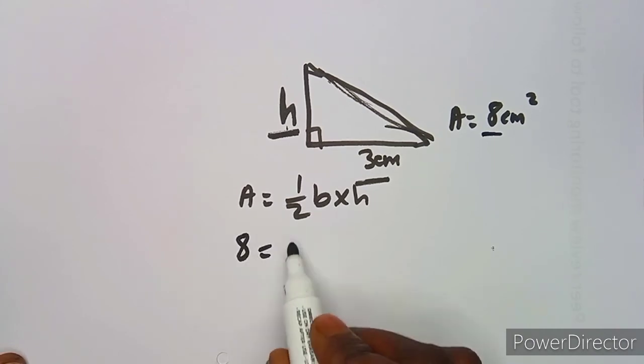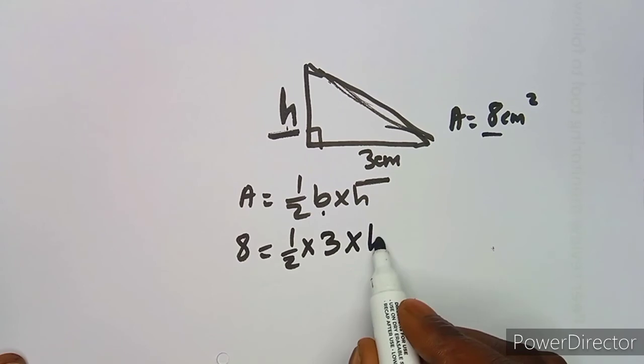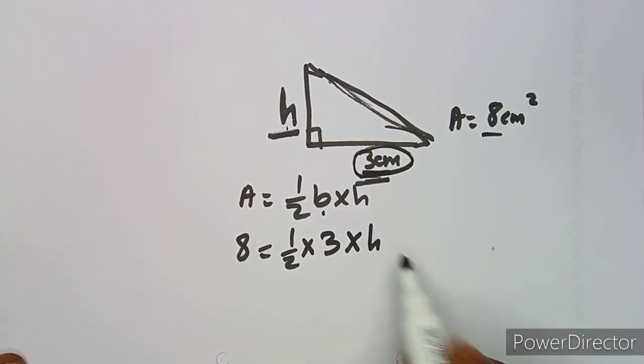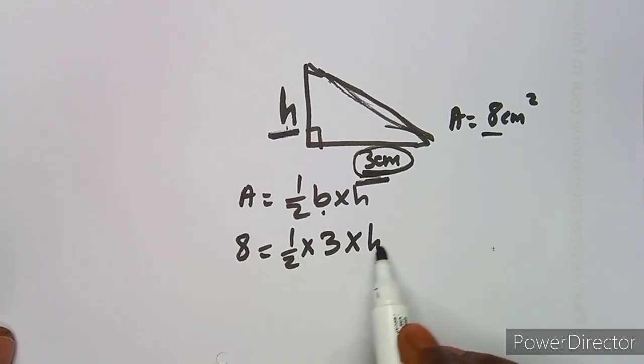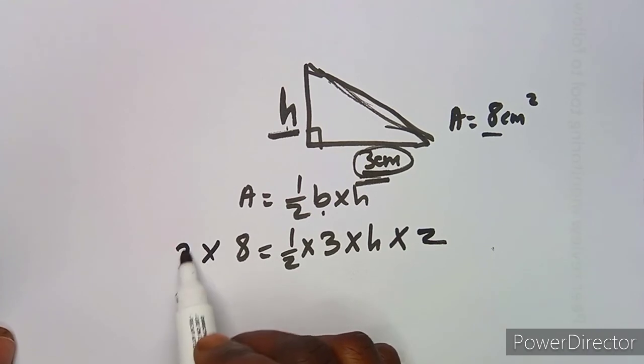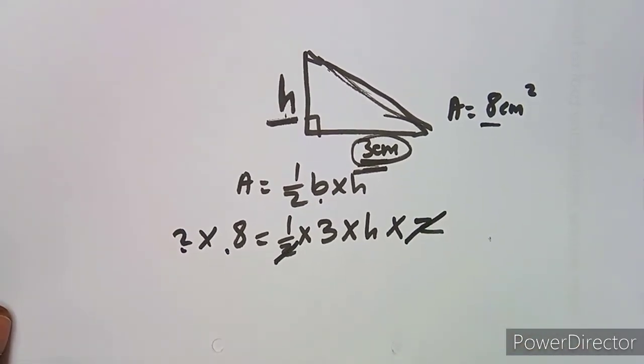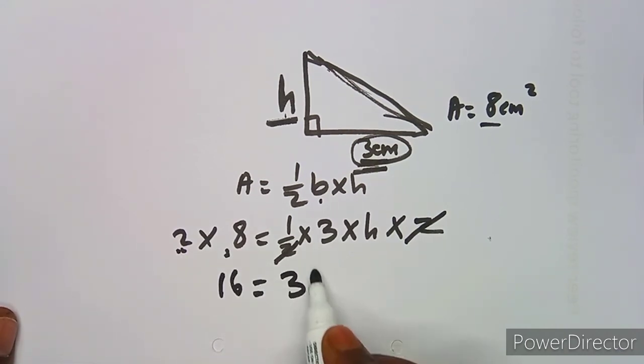So 8 is equivalent to half times the base, which is the one that we have, times the height, because the base is 3, but we do not have the height. So where can we find this height? Okay, let's just multiply by 2 there, so this can cancel out. So it's 2 times 8, which is 16, is equivalent to 3h.